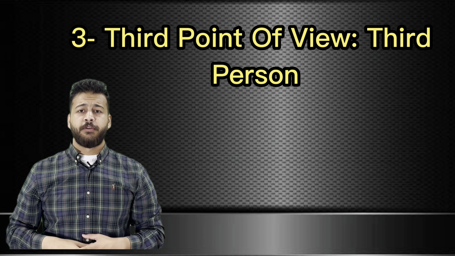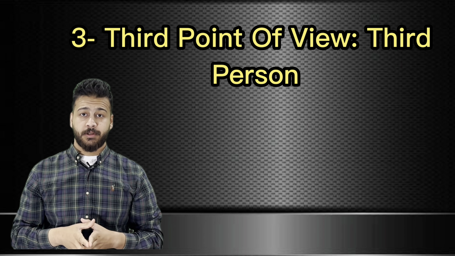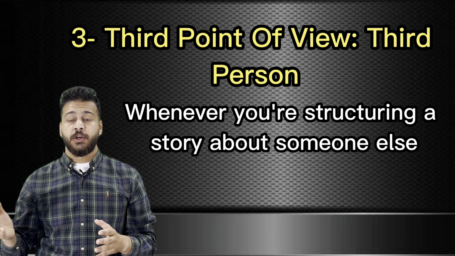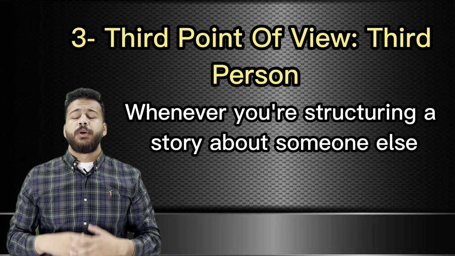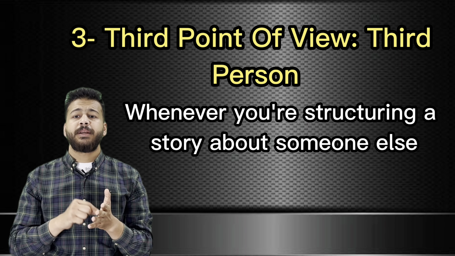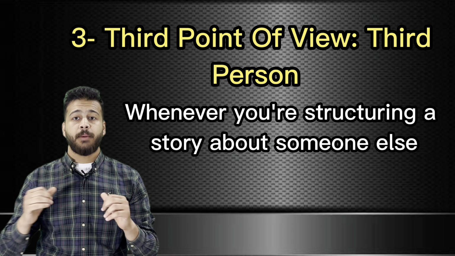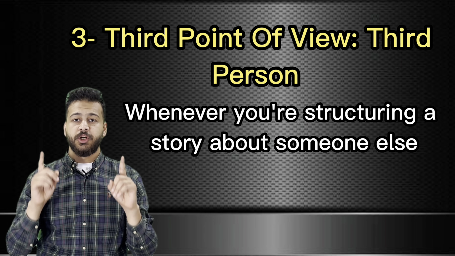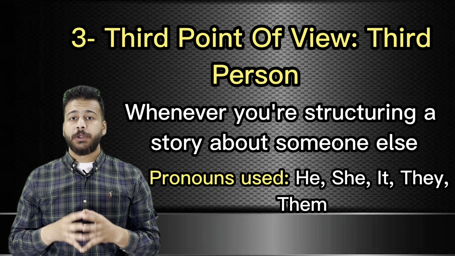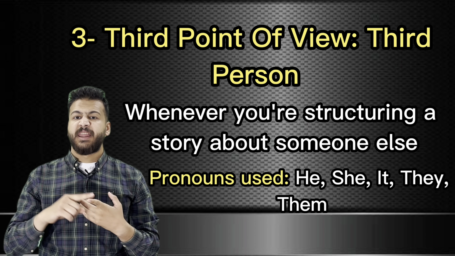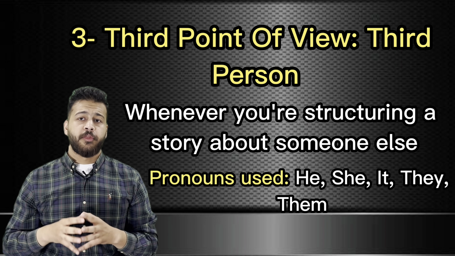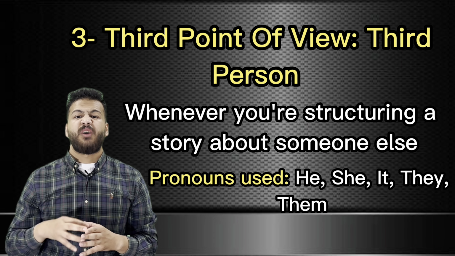Let's go to the third point of view, which is the third person. Third person point of view is used whenever you're structuring a story about someone else. So you are writing a story about your friend, or you're writing a story about someone you don't know. So third person is used whenever the author is writing a story about someone else. It's not about himself. He's not included in the story. He's just narrating what happened to someone else. So therefore, the pronouns that you're going to use will be he, she, it, they, them, any pronoun that refers to someone else. So again, third person is whenever you're writing a story about someone else.